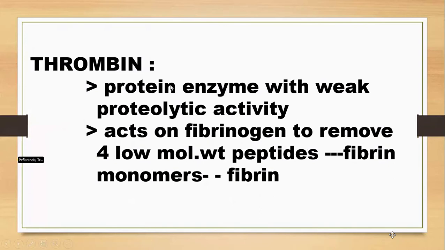Then what is thrombin? Prothrombin is converted to thrombin. It's a protein enzyme with a weak proteolytic activity. This acts on fibrinogen to remove four low molecular weight peptides from the fibrinogen to form fibrin monomers. These fibrin monomers then form a mesh, a block to seal the cut and involve in the clotting to form a tight plug.